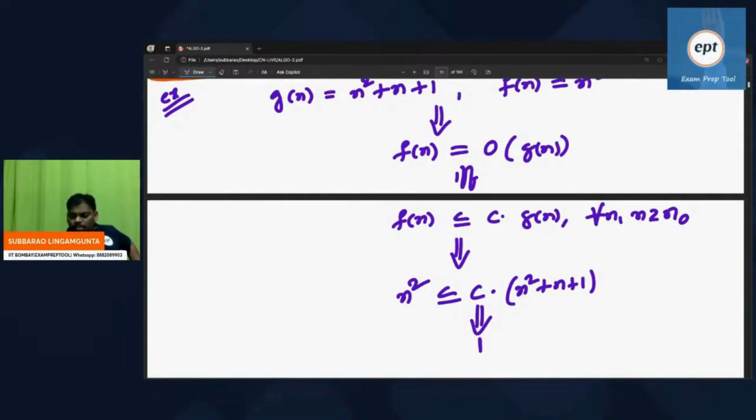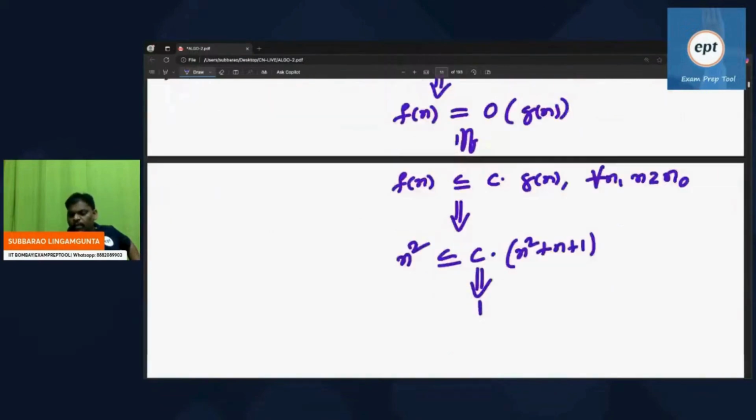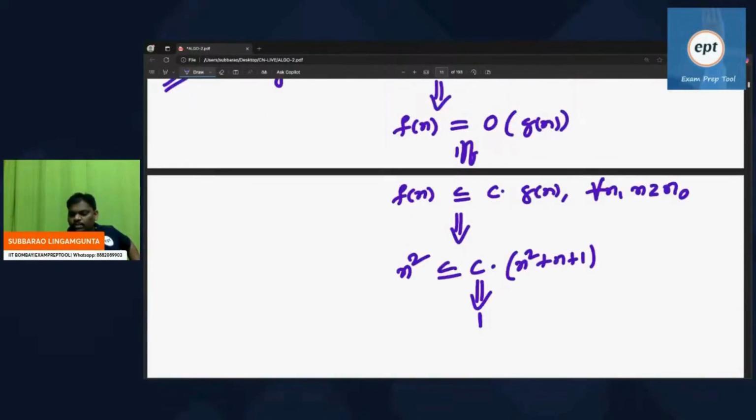But remember, C should be greater than 0. Greater than 0, you can take anything, so I can take 1 also. So Big O notation says that the right should be greater. Please try to understand. The right should be greater, and it is already greater.